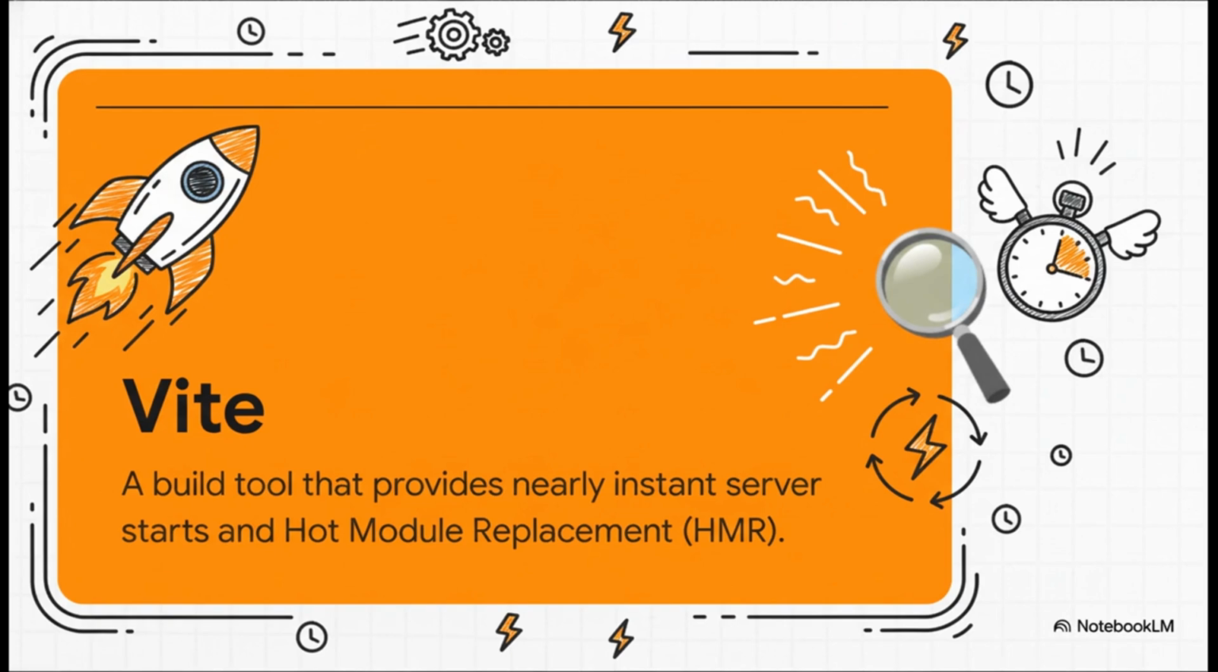And it has this feature called Hot Module Replacement, or HMR, which is an absolute game changer. It means when you hit save on your code, you see the change in the browser immediately, without the page refreshing and losing what you were doing. It's all about moving fast.